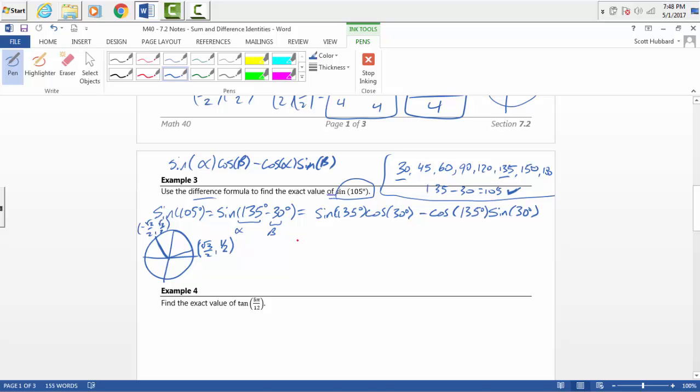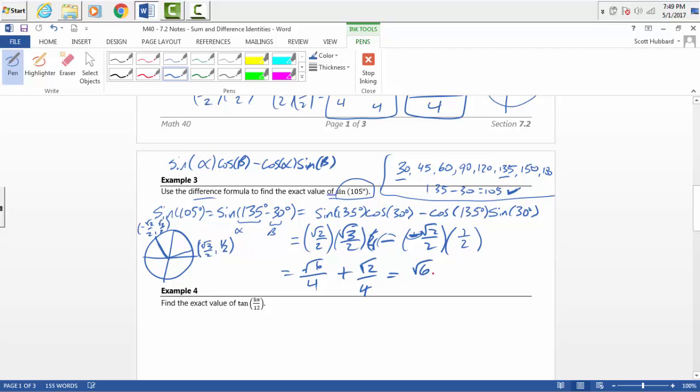Okay. And so then we just start plugging and chugging. So sine 135 was the positive root 2 over 2. Sine is positive in this quadrant, in quadrant 2. Cosine of 30 is root 3 over 2. Okay, oops. Minus cosine 135 was the negative root 2 over 2. That has a negative sign right there. And sine of 30 was 1/2. Okay, and so this equals root 6 over 4 minus, so it's going to be a minus, so see, this is a minus and this is a minus, so it actually becomes plus, and it becomes plus root 2 over 4.